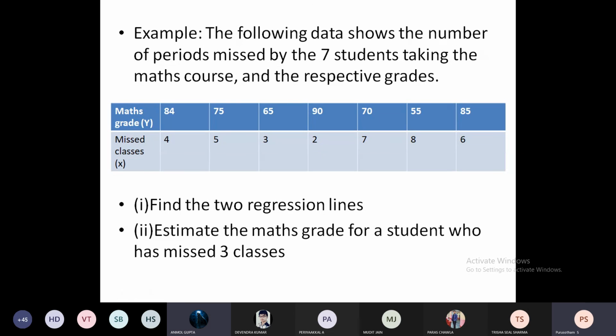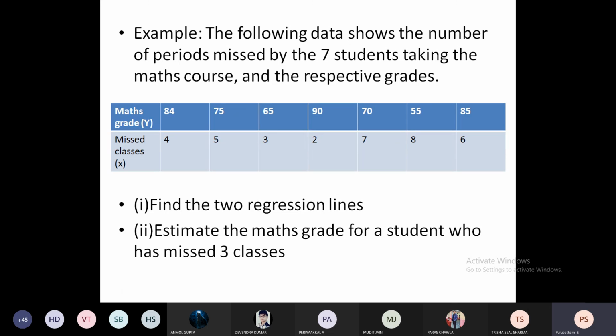So in this problem, what we can understand is that if a student is self-motivated and practices more sums on his own, there is a chance he can get a better mark. Let me find out the estimated maths grade for a student who missed 3 classes. The true value is 65. With the help of simple linear regression, what grade are we going to observe in the next class?